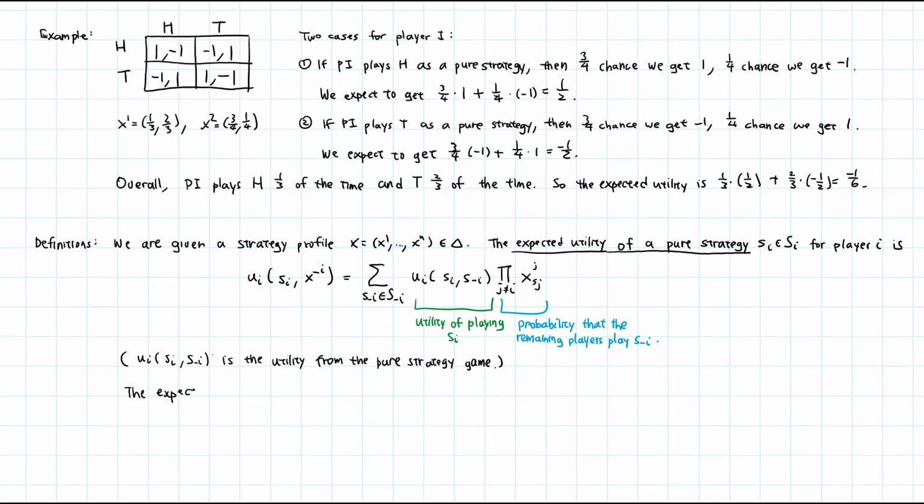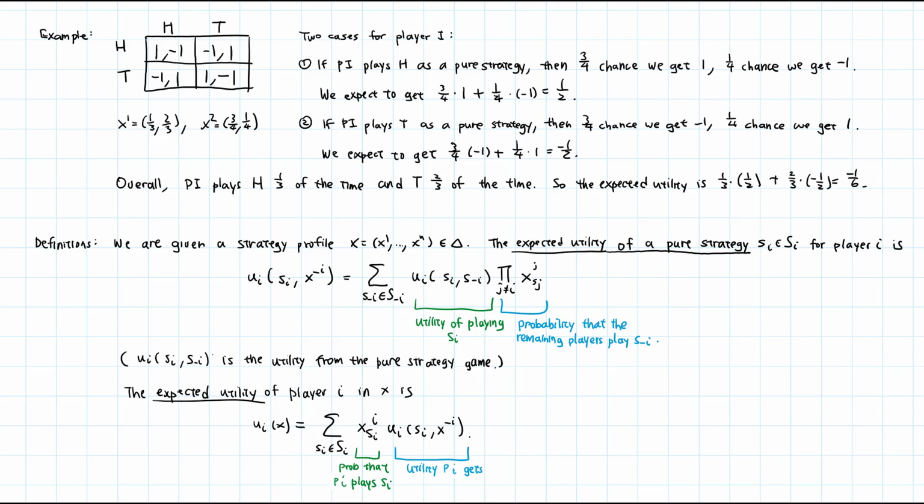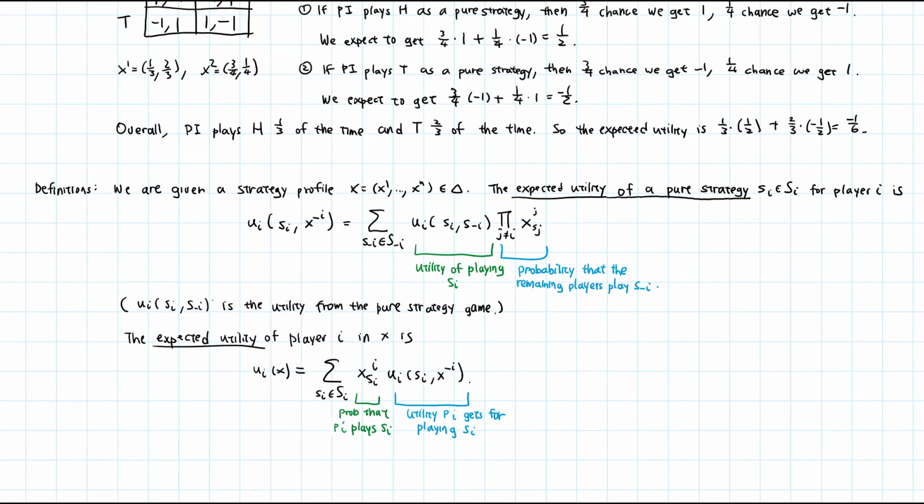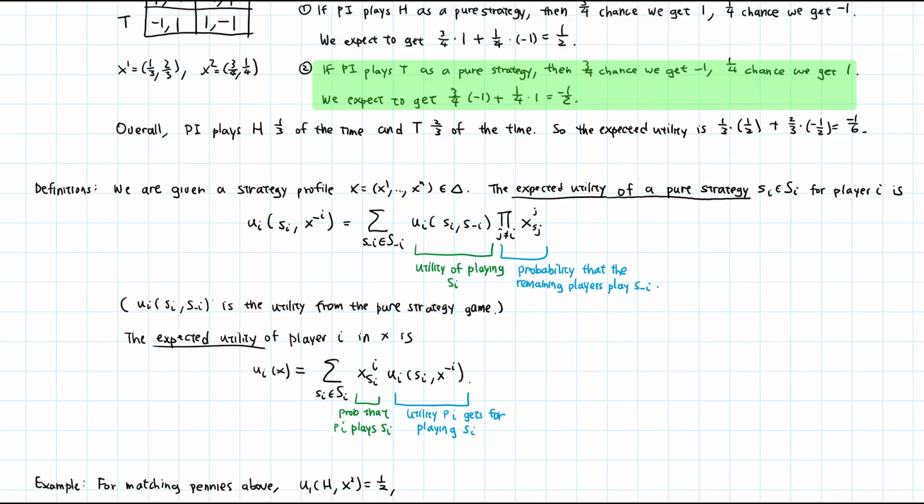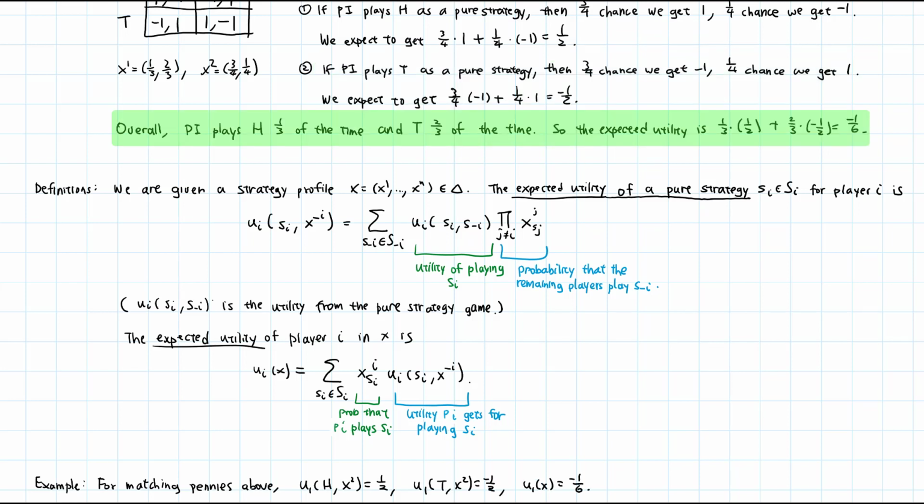So then the expected utility of player i in the strategy profile x is the sum over all pure strategies of player i, this expression here. The first part is the probability that player i plays the strategy s_i, and the second part is the utility that player i gets for playing s_i. Using our notations for matching pennies above, we see that u_1(H, x_2) is 1/2, u_1(T, x_2) is -1/2, and u_1(x) is -1/6.